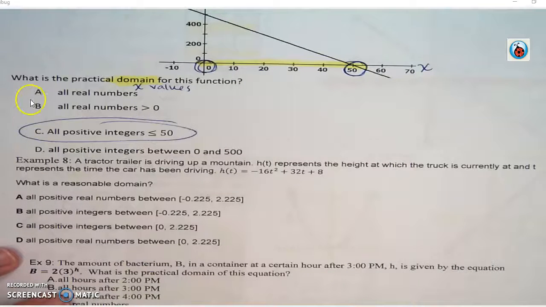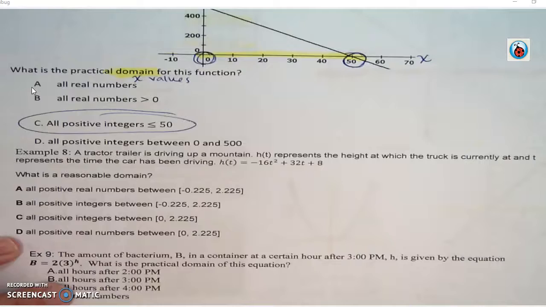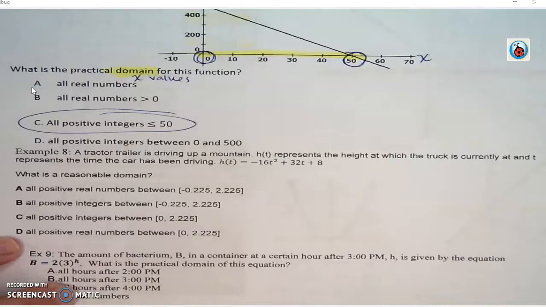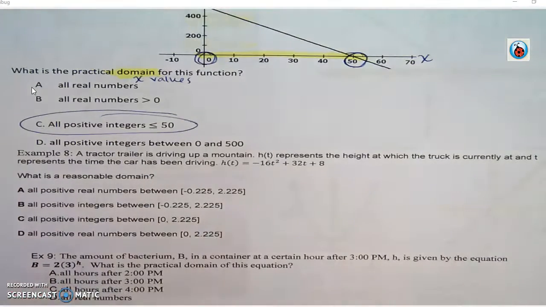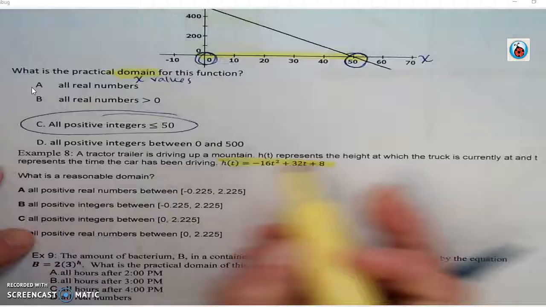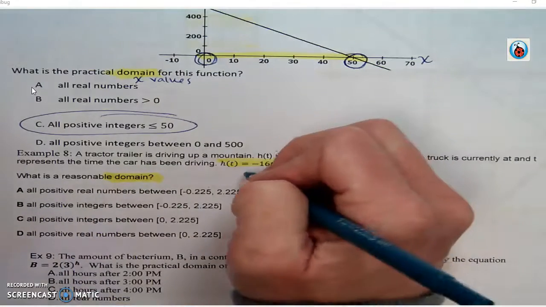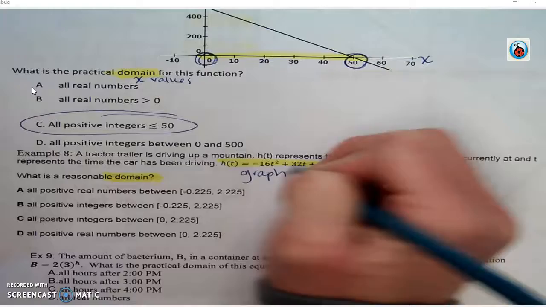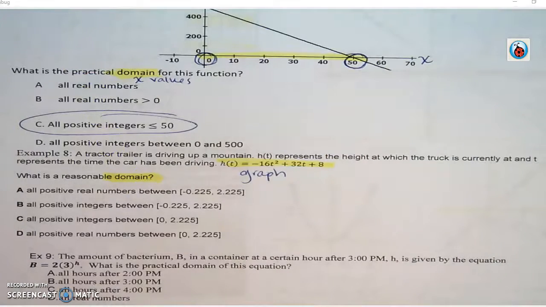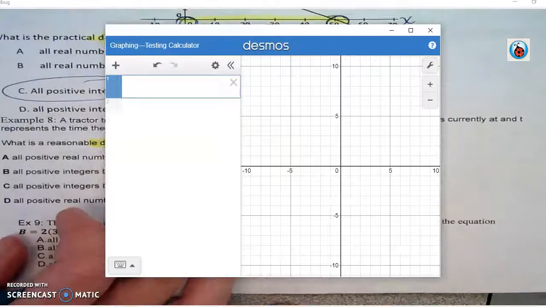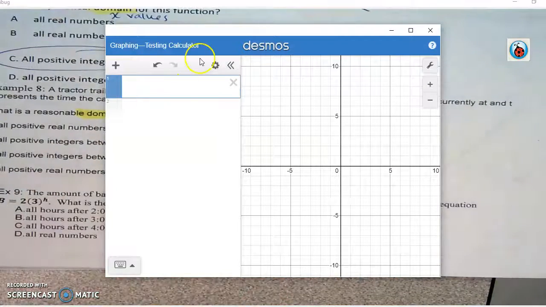Number 8: a tractor trailer is driving up a mountain. H of t represents the height at which the truck currently is, and t represents the time that it has been driving. And they give you the function. What is a reasonable domain? Well, it would be really helpful to see a graph for this one. So let's put it in Desmos and see what the graph looks like.